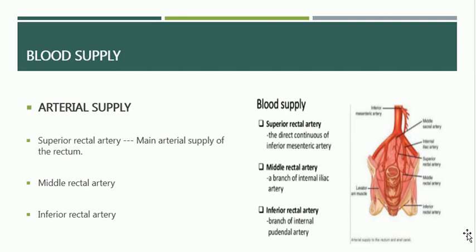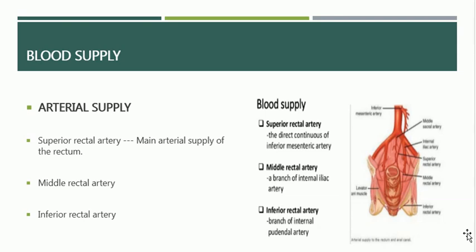Now, what is the blood supply? Arterial supply, we can count. There are three vessels. Predominantly, it is the superior rectal artery. It's the main arterial supply of the rectum. Keep in mind, the major arterial blood supply is from the superior rectal artery.